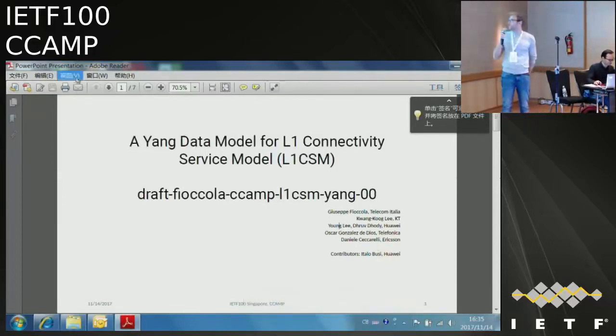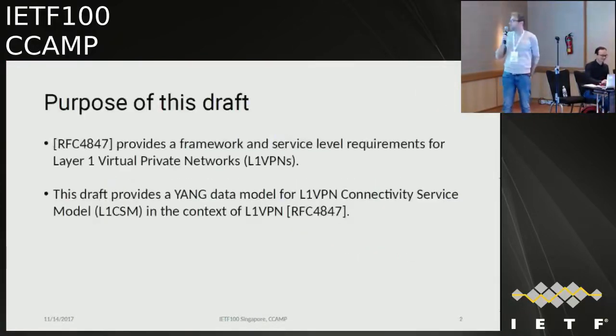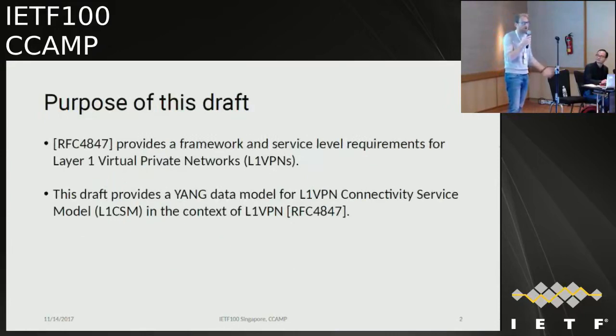Good morning, good afternoon. This is the presentation about the YANG data model for layer one CSM, so layer one VPN. The starting point for this work was RFC 4847, which provides a framework and service level requirements, and in general describes all the deployment scenarios for layer one VPN as a service. This draft wants to make a YANG data model for a layer one VPN. We prefer to call it connectivity service model because we cannot talk about a layer one VPN as a service, in order also to make the difference between layer one CSM and the layer two SM and layer three SM.